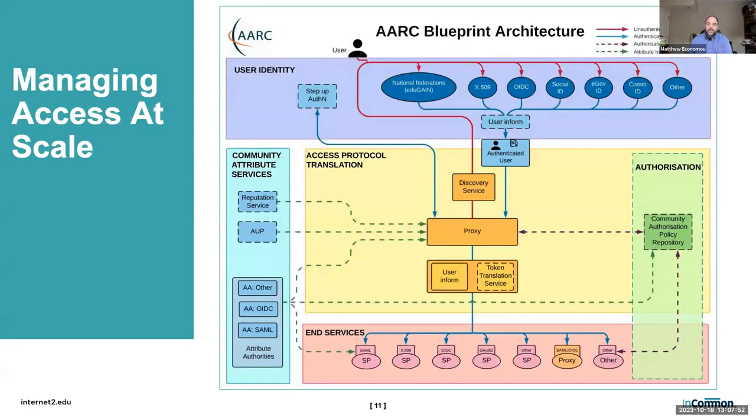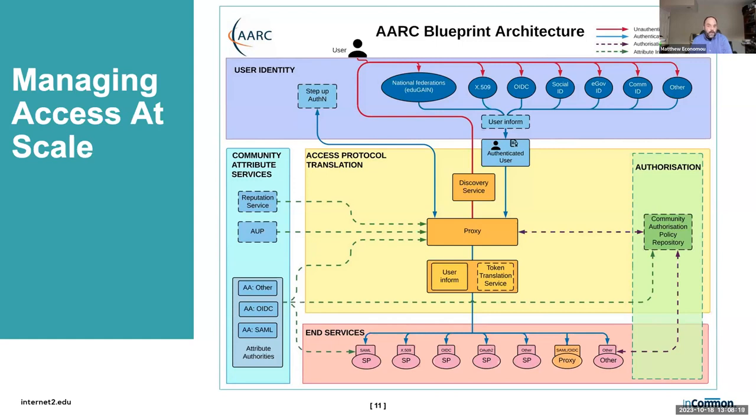Research collaborations that operate services for use across multiple institutions cannot cede user identification or access management decisions to a single campus IDP. So these collaborations need their own authentication and authorization infrastructure. The AARC blueprint architecture, which is developed by Géant, describes this in detail.